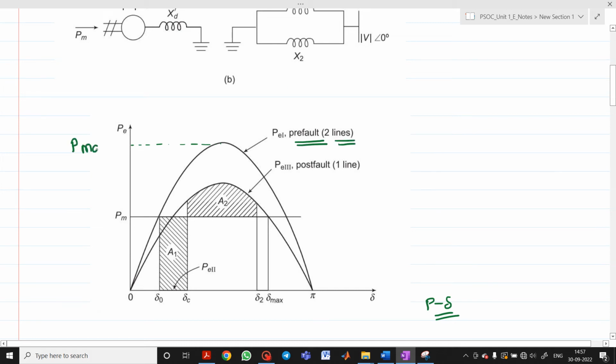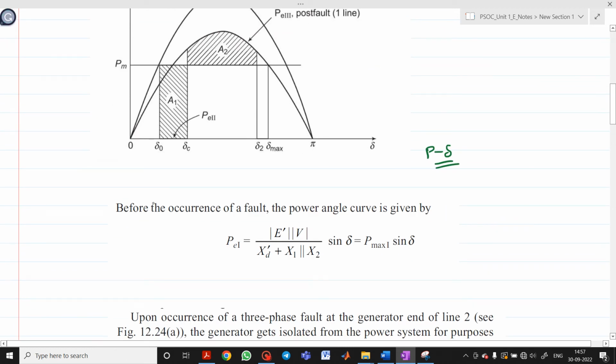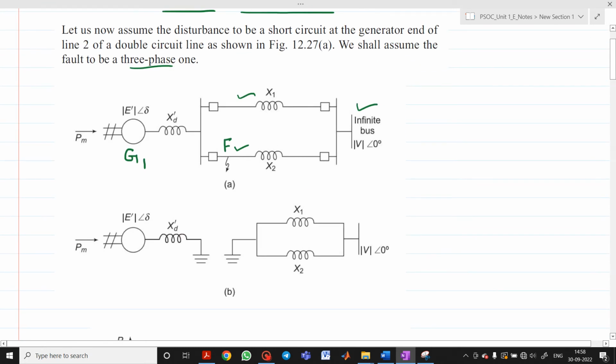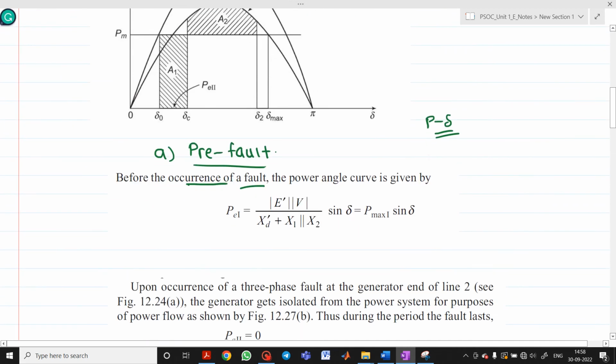Its corresponding maximum power transfer will be equal to Pmax1. So how can I write an expression for the maximum power transfer before the occurrence of the fault, the pre-fault condition? If you see, these two lines are parallel with each other, so the effective reactance X1 will be equal to Xd' plus X1 parallel with X2. Therefore, we can write the expression as E' into V upon X1, where X1 is the reactance before fault, equal to Xd' plus X1 parallel with X2. So this will be your formula of PE1.